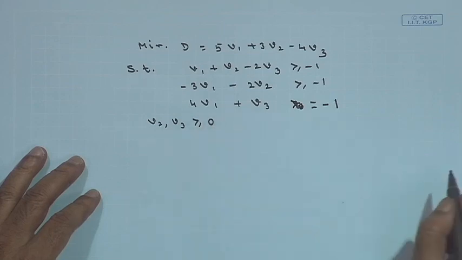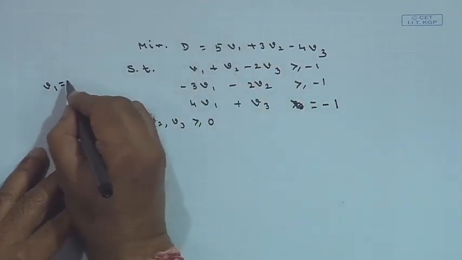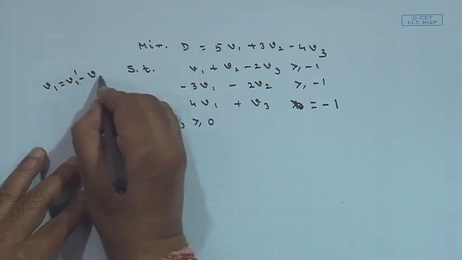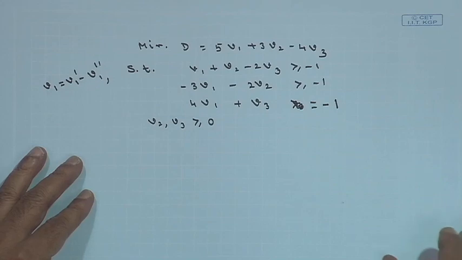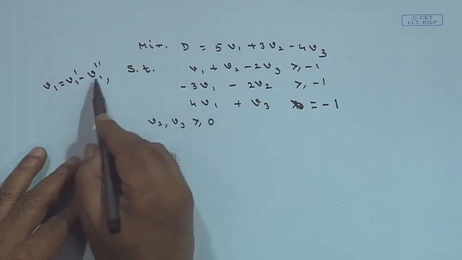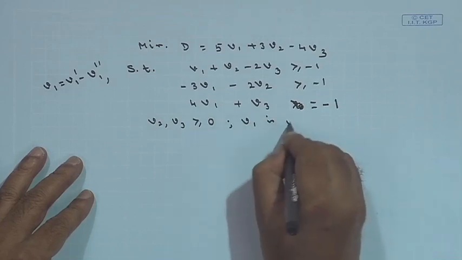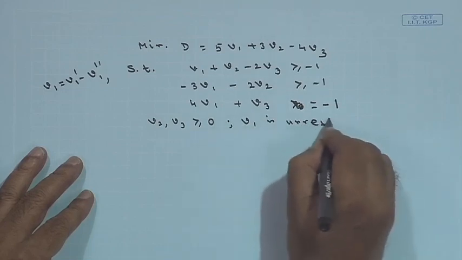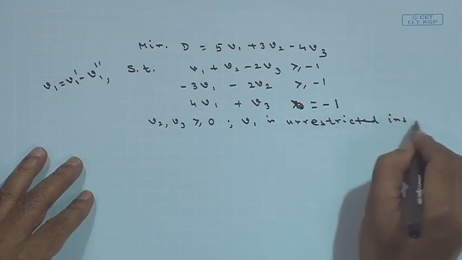0. What about v 1? We have told what is v 1. v 1 is equal to v 1 dash minus v 1 double dash, where v 1 dash and v 1 double dash both are greater than equals 0. But we can't say anything about v 1, because v 1 can be positive, can be negative, or in other words v 1 is unrestricted in sign.